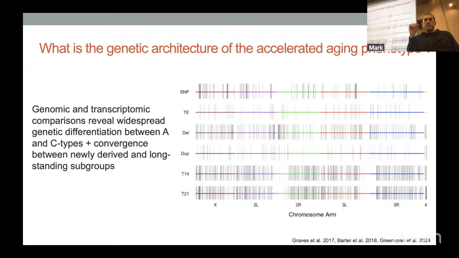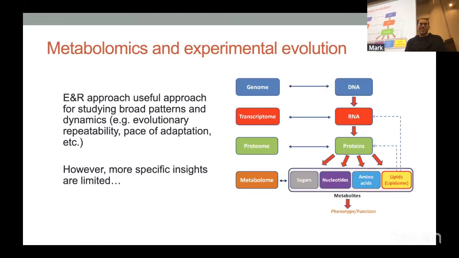Or adaptation is less about sweeps and stuff like that, and more about shifts up and down in equilibrium frequencies for genetic variants, which was kind of cool. But then that's all I could really say, right? That it's complicated, it's polygenic.